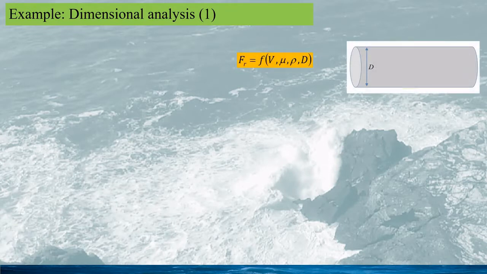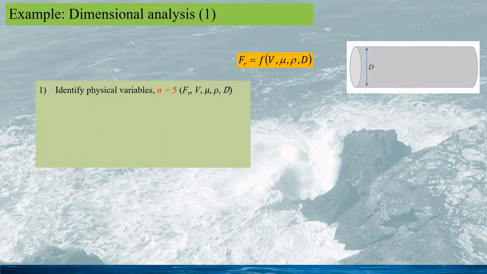Now let's go back to the problem at the very beginning and use dimensional analysis for the fluid friction in a horizontal pipe. Based on the analysis we made, we can identify 5 physical variables. So n equals 5. This includes the fluid friction, fluid velocity, fluid viscosity, fluid density, and the diameter of the pipe. And there will be 3 base units: mass, length, and time. So m equals 3.